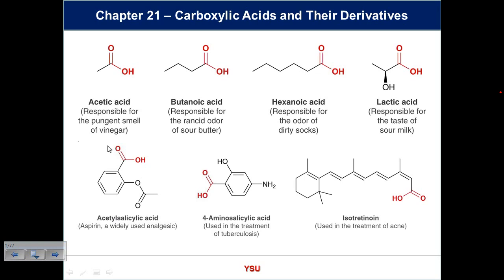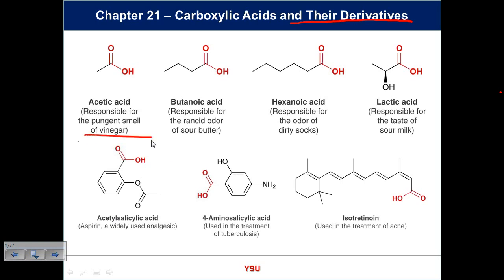So this slide is just showing you where you find things like carboxylic acids. And then this is very misleading here. It's almost a throwaway: carboxylic acids and their derivatives. Except carboxylic acids and their derivatives is a huge chapter, because there are many of these derivatives. So we've got some examples here.